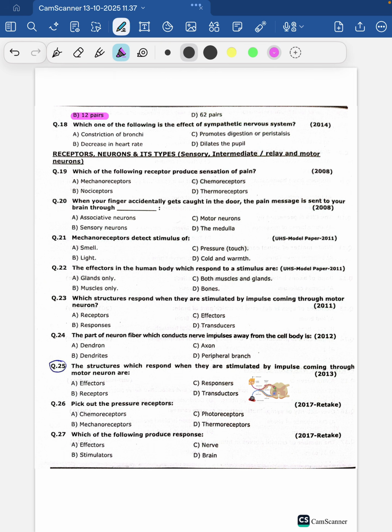Question number 18: which one of the following is the effect of the sympathetic nervous system? I have already told you.